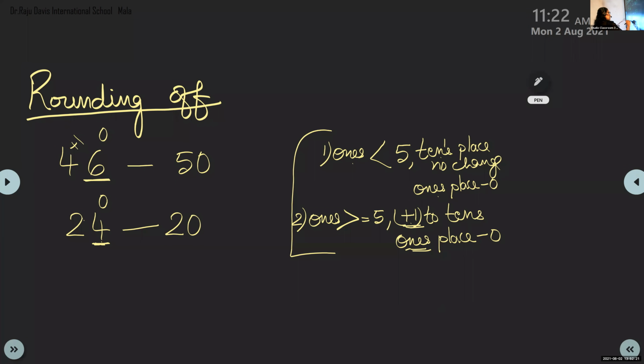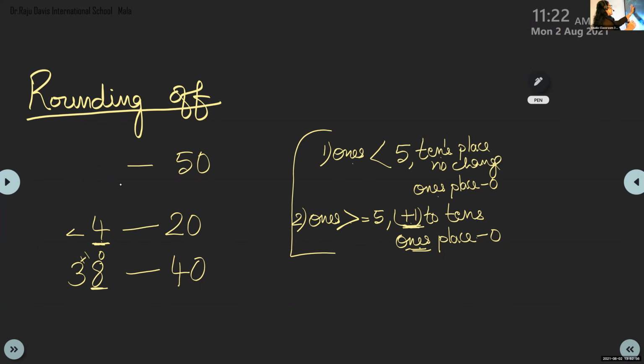I'm going to give another number. Let it be 38. Underline 8. Now it comes under which rule? 8 is greater than 5. So what is to be done? Plus 1 to tens place. Ones place should be 0. So 3 plus 1, 4. 8 will be 0. So 38 is near to 40.